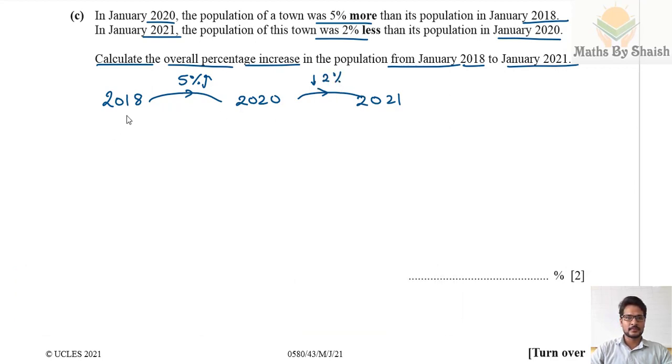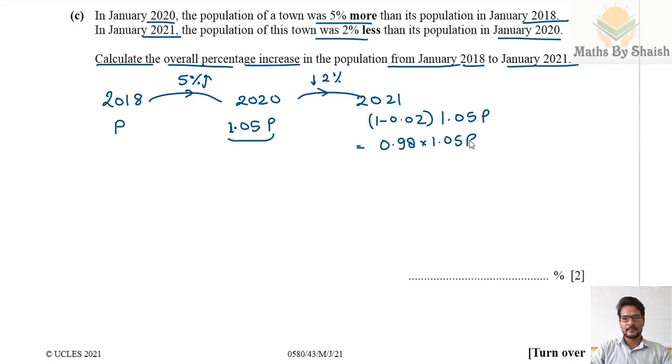So suppose initially the population was P, then the population in 2020 would be 5% more, that is 1.05. 5% more means 100% plus 5%, that is 105%, and 105% is 1.05 of P. And now this got decreased by 2%, so this would be 1 minus 0.02 times the previous population, that was 1.05 P. So it is going to be 0.98 times 1.05 P, and this we will calculate because we want the percentage increase.